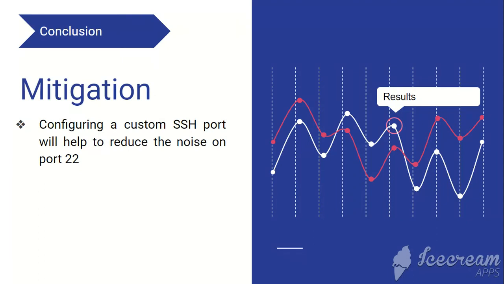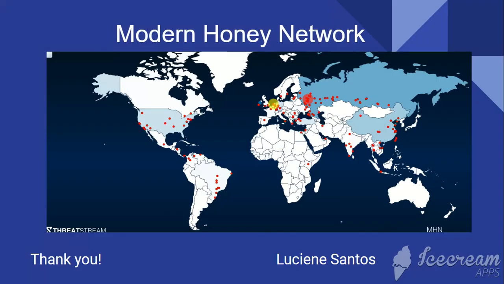As Korea was the most attacked honeypot, I think one very important mitigation is to change the SSH port. The attackers already know that port 22 is the one for SSH, and that's why they try to brute force it. So if you change it, it's going to be a very good mitigation to avoid being attacked.